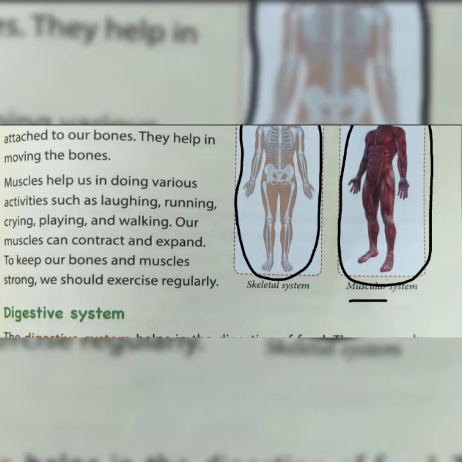Our muscles can contract and expand. Expand means stretch. To keep our bones and muscles strong, we should exercise regularly. Right, the muscular system consists of 3 different types of muscles, including the skeletal muscles, which are attached to the bones by tendons and allow for voluntary movement of the body.